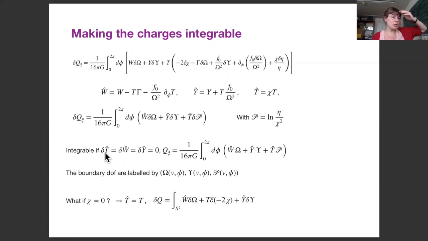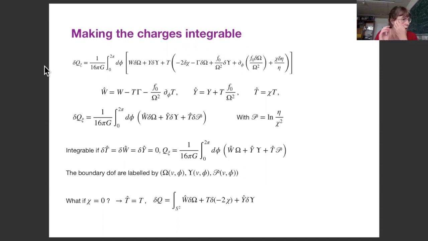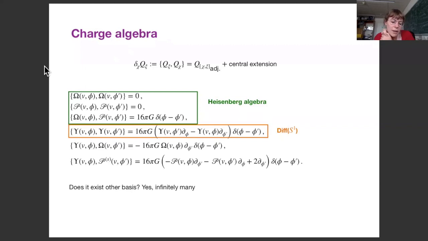Great, so just a comment: if this one is 0, you just don't do this change of basis. You just keep t hat equal t, and you can still find integrable charges. Oh, where am I? Can you see? Yeah. Okay. So now, what is the charge algebra?